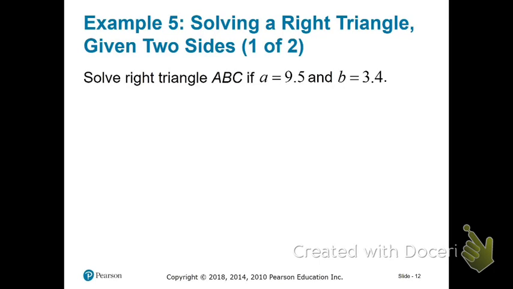All right, so example 5. We're doing the same thing, guys. We're going to solve another right triangle ABC if side A is 9.5 and side B is 3.4. That's when we get to the next two lessons. Right triangles, if they're not right triangles, we have to use our law of sines or law of cosines.